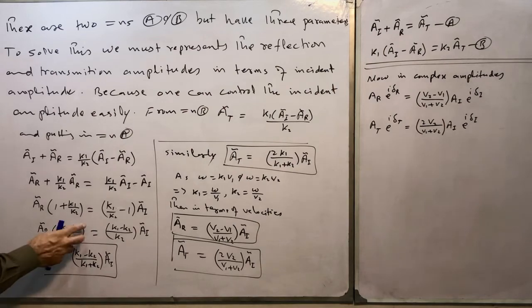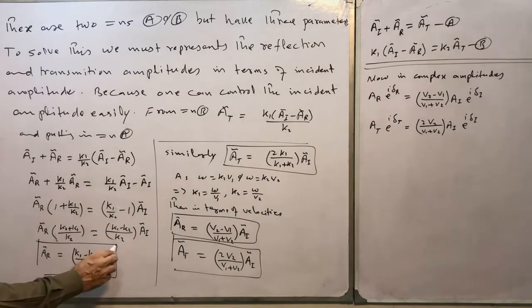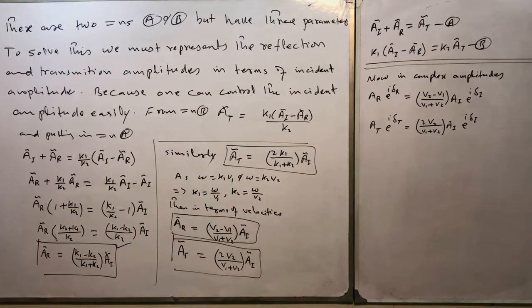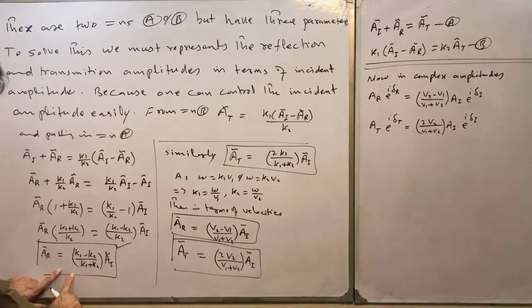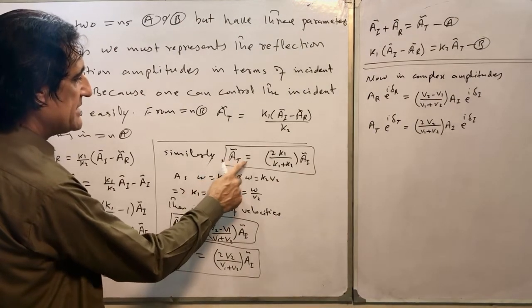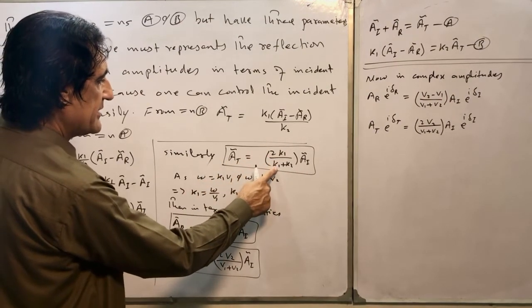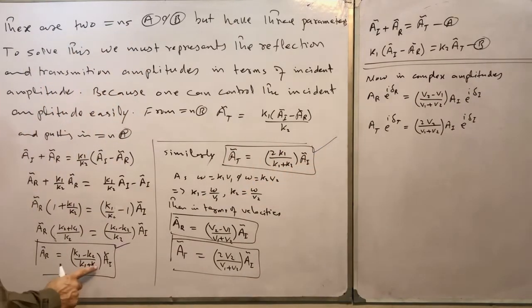And after some steps, AR is equal to (K1 minus K2) divided by (K1 plus K2) times AI. So this is the first equation for the reflection amplitude, AR. Similarly, putting the value of this AR in this equation, we can easily attain AT, which is equal to 2K1 divided by (K1 plus K2) times AI. So these two equations are in terms of the incident amplitude.